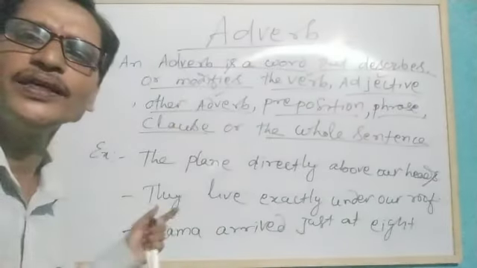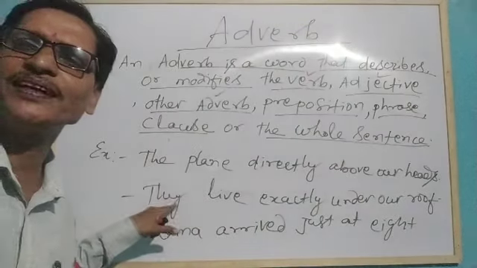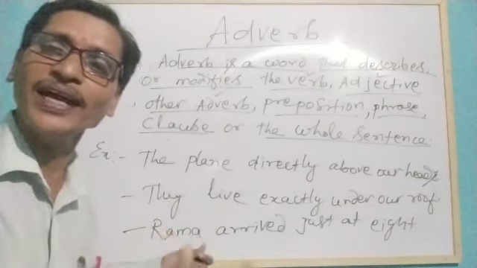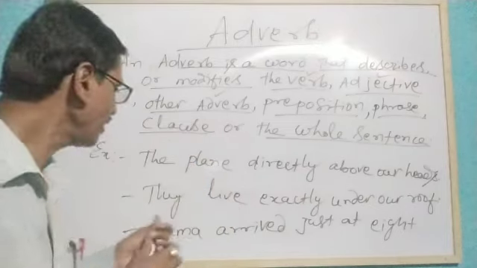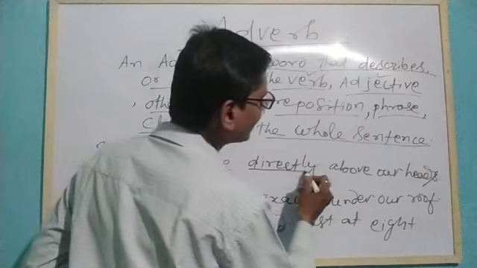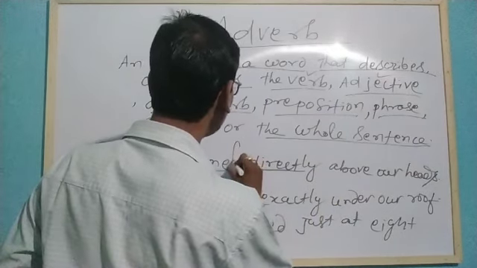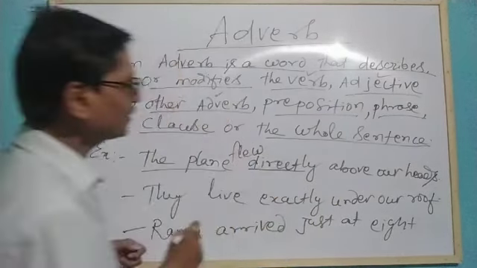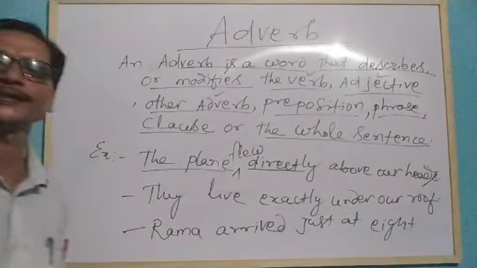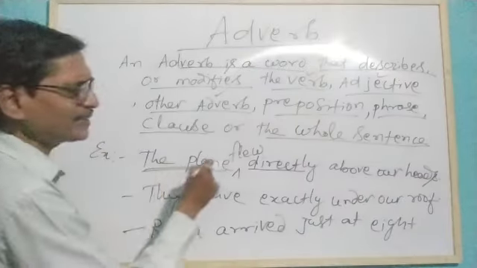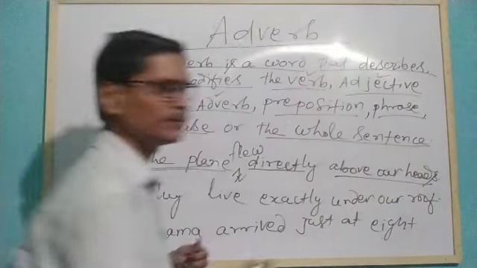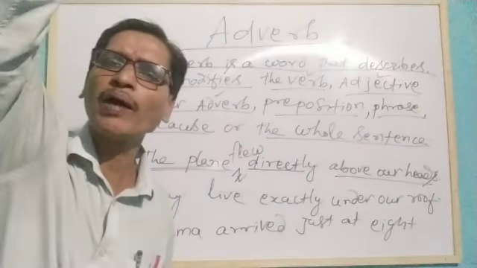Okay? Here you see some other examples have been given to find out which words are functioning as adverbs, and how. Here see, the plane flew directly above our heads. The plane is a noun, flew is the verb. Above our heads: the plane flew above our heads.